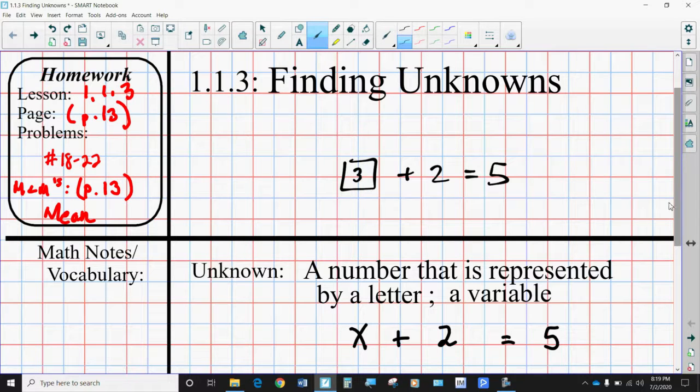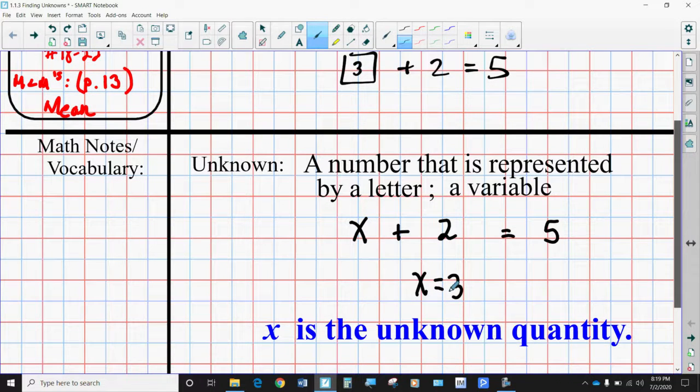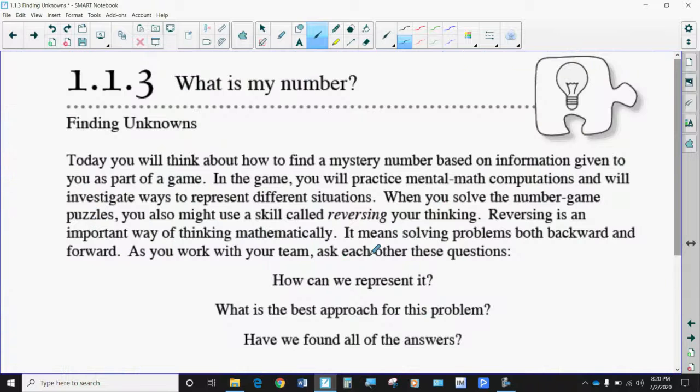And so when we solve it algebraically, we are not using a box, we're using a letter of the alphabet to represent that unknown quantity. And so we will work through some different strategies to figure out x has to be equal to 3, so we would call this the solution to that given equation. So x in this particular equation is the unknown quantity, which we can figure out by using algebraic reasoning. All right, so what do we have here?